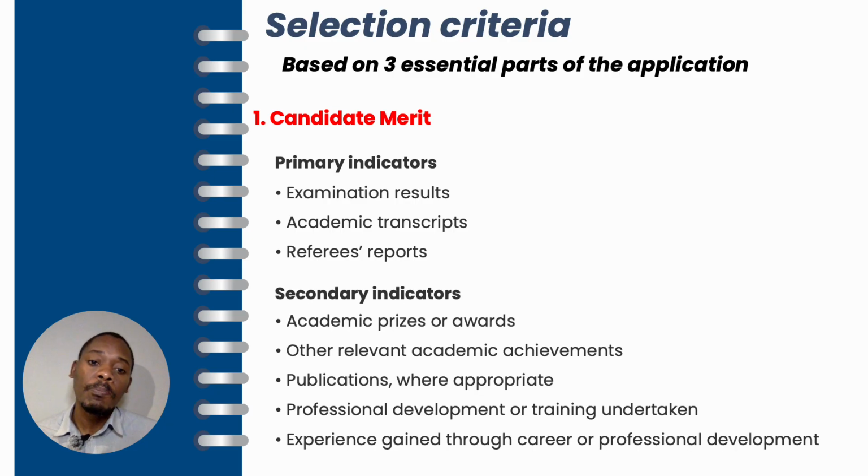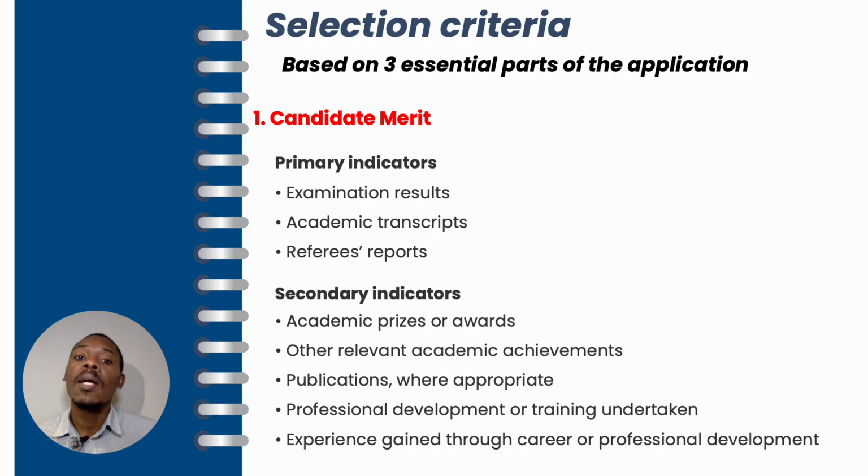On secondary indicators, they are going to see if you won any prize. Were you the best student in one of the subjects? Did you obtain a distinction or what? That is going to add an advantage as a secondary indicator. They will look at other achievements that you were able to achieve during your studies. They will look at if you have any publications, are you doing any writing, have you done any professional training, and the rest will be considered as secondary.